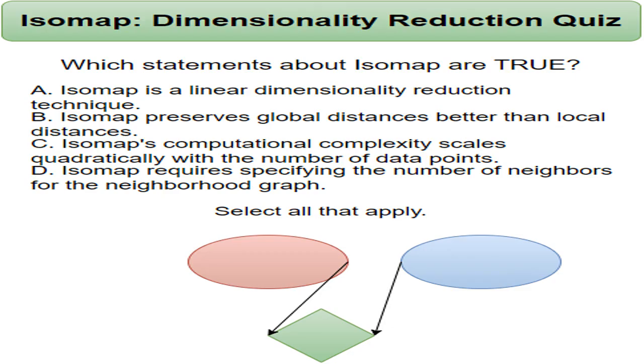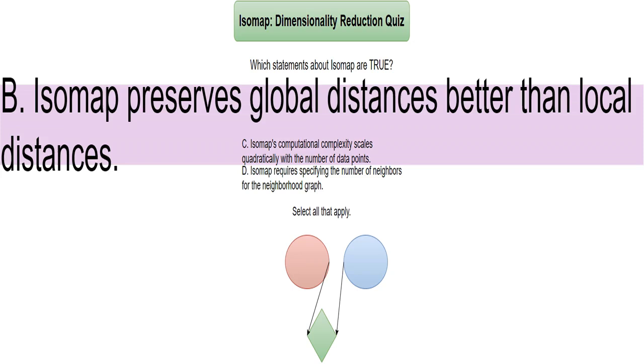This is the core question of the quiz, asking you to assess your understanding of Isomap's properties. This instruction highlights that multiple answers can be correct and prompts you to analyze each option carefully.